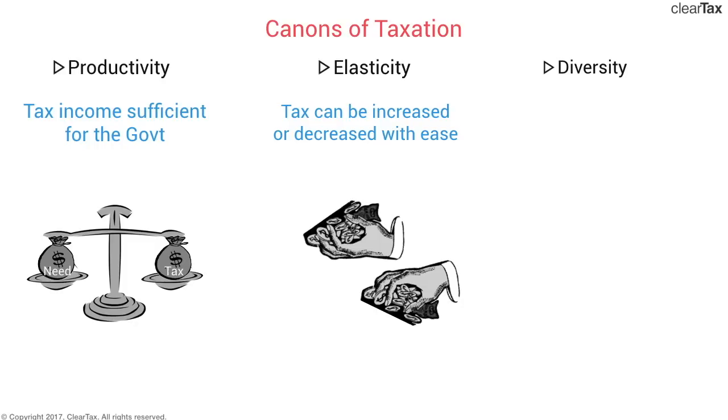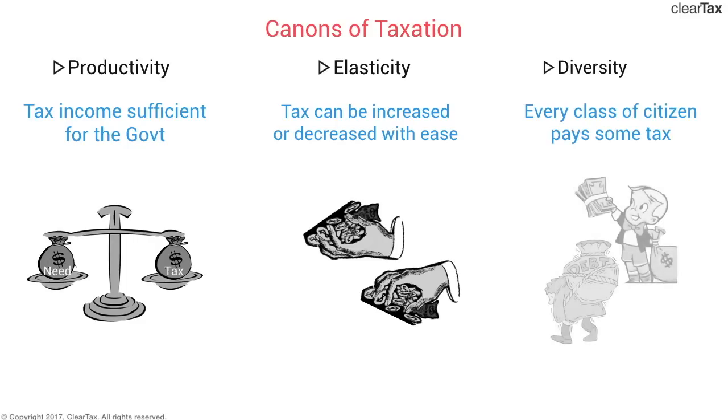The canon of diversity refers to a tax structure which is kind of outdated in today's world. Whoops! A canon is outdated. Well, you should know that these canons were made 200 years back, and a lot has changed since then. So, the canon of diversity basically says that there should be a number of taxes of different varieties so that every class of citizen may be called upon to pay something. Now, this canon might hold true if all the tax structures are very, very simple and absolutely not complicated. But you know how the existing indirect tax structure is laid out.